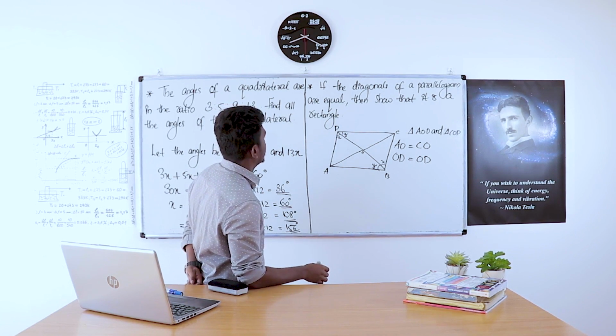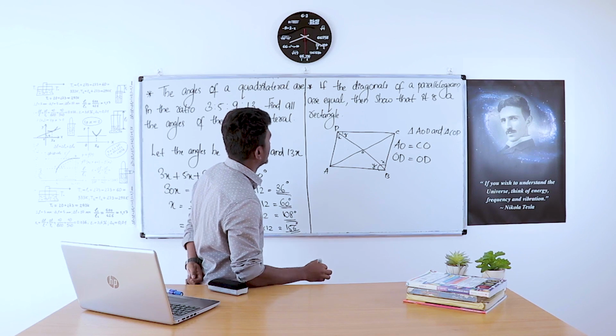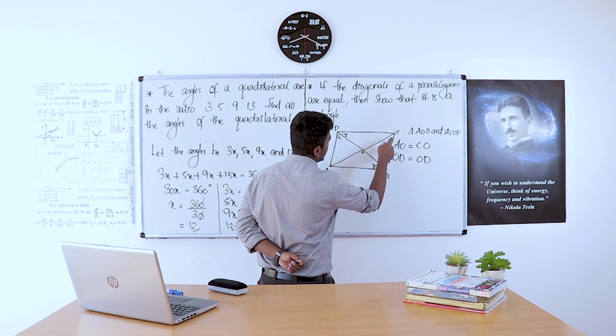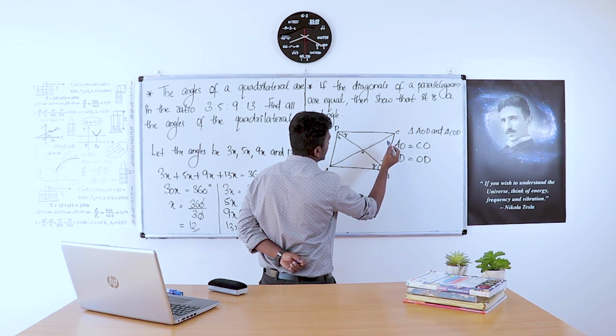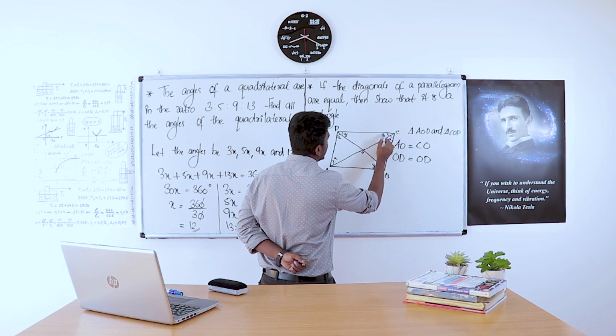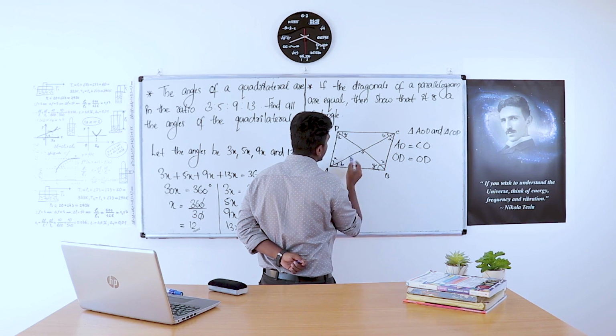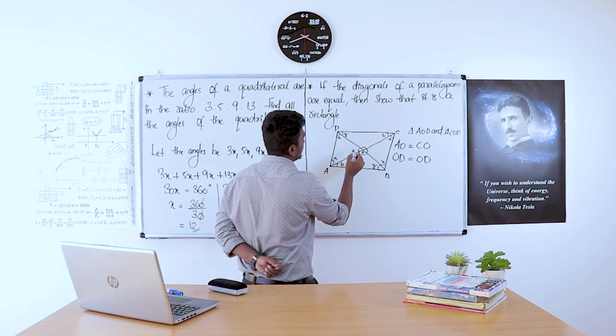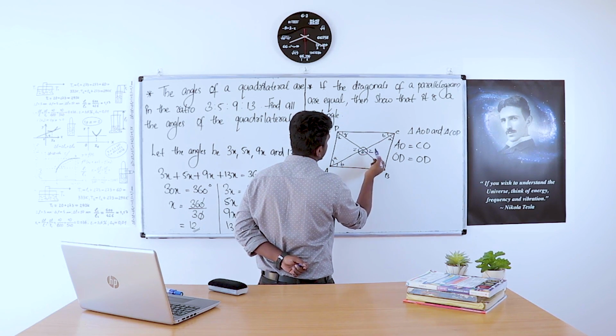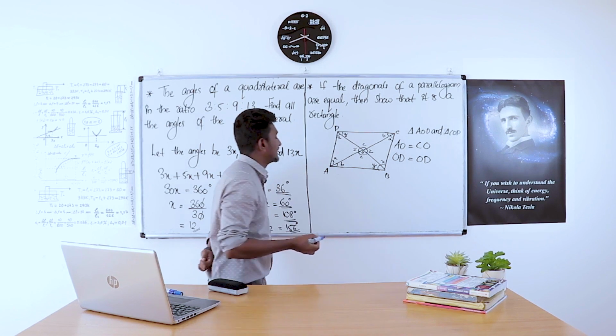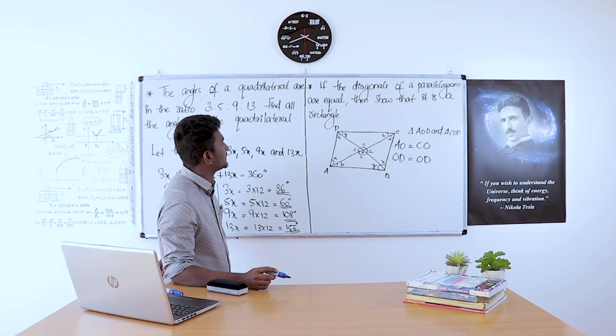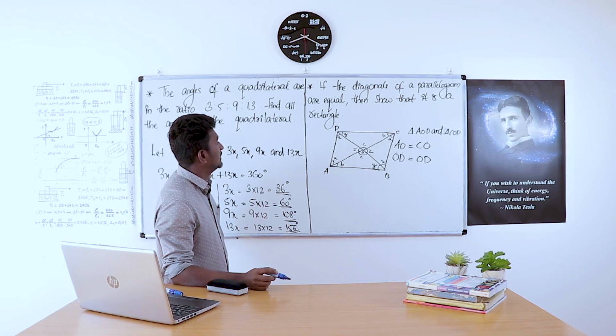So what comes next? When we consider this diagonal, alternate interior angles are equal. Therefore, if it is A, this is also A. If it is B, this is also B. And vertically opposite angles are equal here also. If it is Z, this is Z also. If it is C, then this is C. These are all the conditions we got from the figure. Now, how will we prove this?